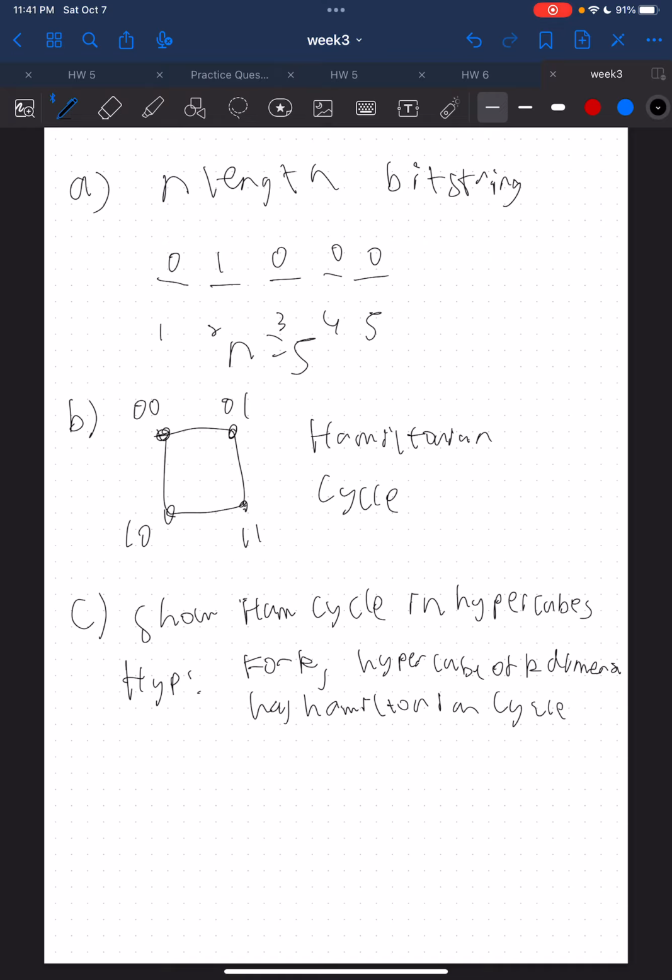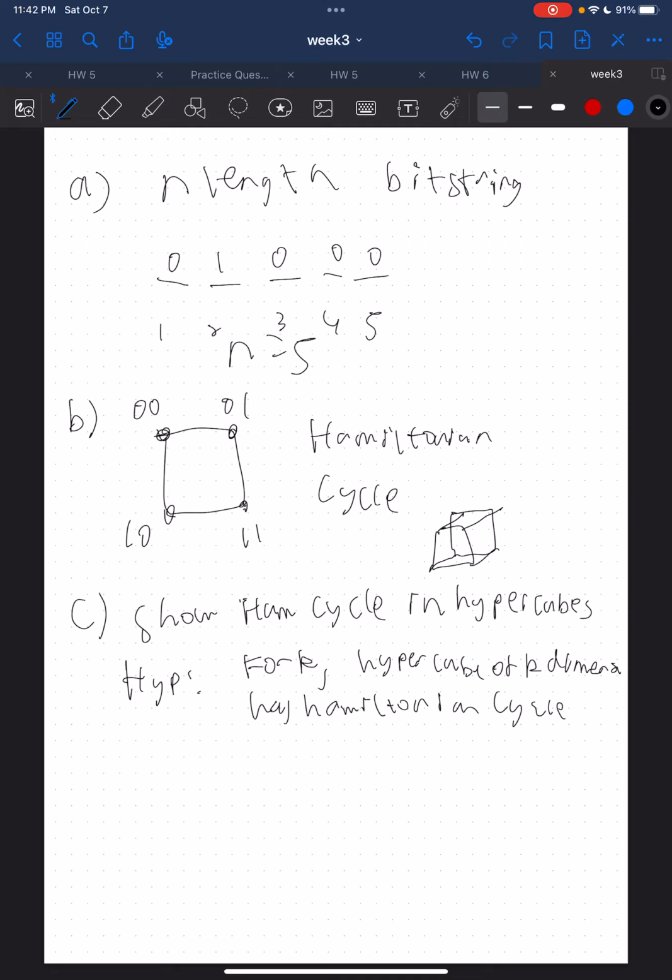Okay. So let's start for the base case. Also, for dimensions, I'm talking about the number of bits in the bit string. So this would be a two-dimensional hypercube right here. This would be a two-dimensional hypercube. And then something like this would be a three-dimensional hypercube because the vertices would have 3 bits in them.